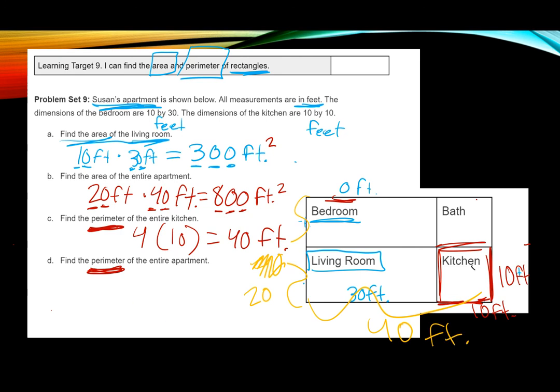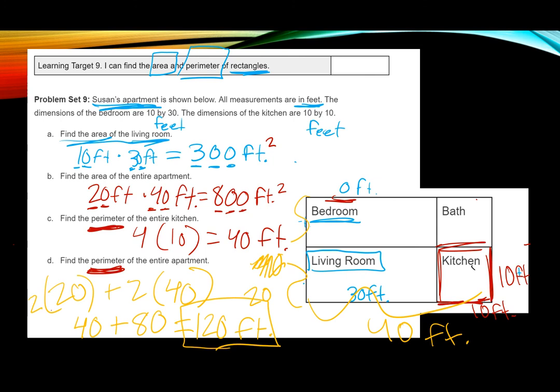So we're going to do 20 times 2 plus 40 times 2. So that's going to be 40 plus 80, which will be 120 feet. All right, and that's just going to be all around here in my beautiful orange. I am quite the artiste.